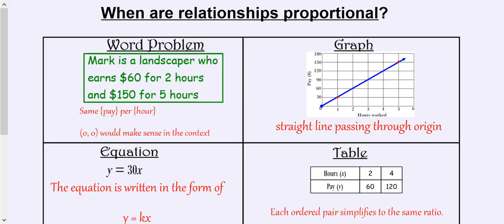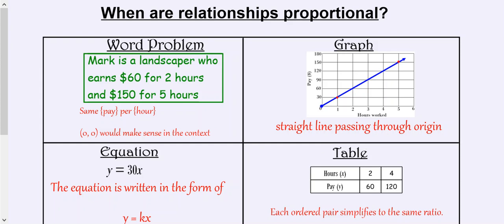Alright, let's do a quick review of proportions. When are relationships proportional? If we're working in a word problem, we have a proportional relationship. In this situation, Mark is a landscaper who earns $60 for 2 hours and $150 for 5 hours. If we divide the amount of pay by the amount of hours worked, you'll find that both times Mark earns $30 per hour of work.